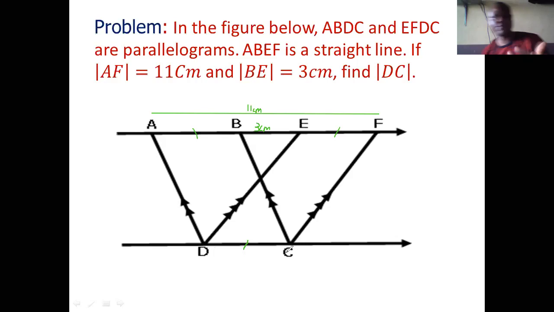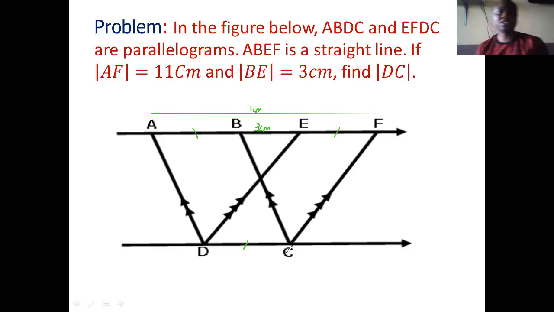We can look at giving you the hint on what to do. Okay, 4. Somebody said the answer is 4 centimeters.